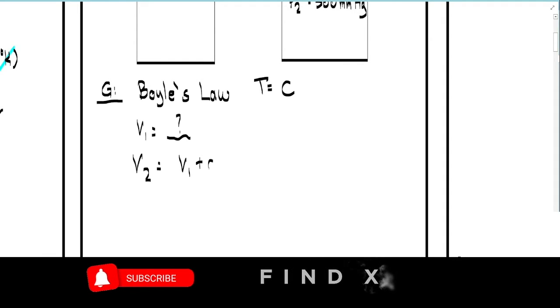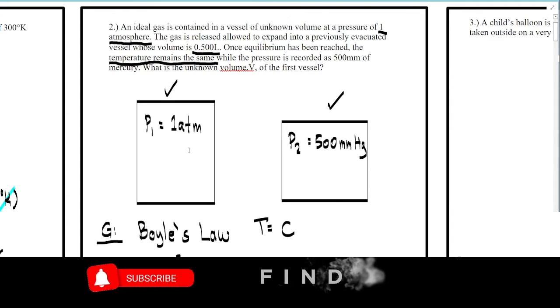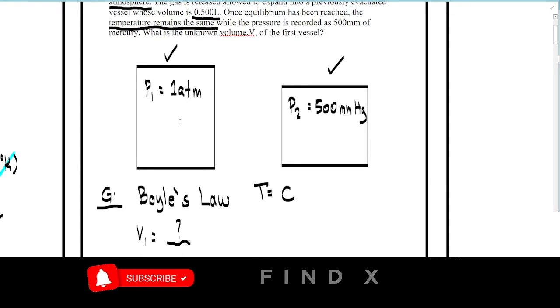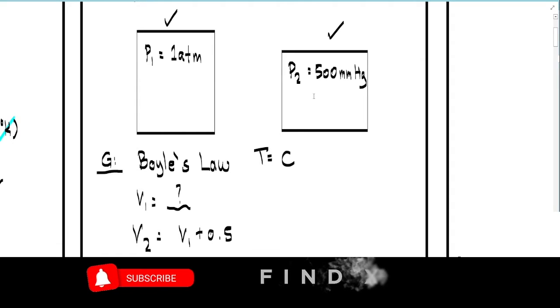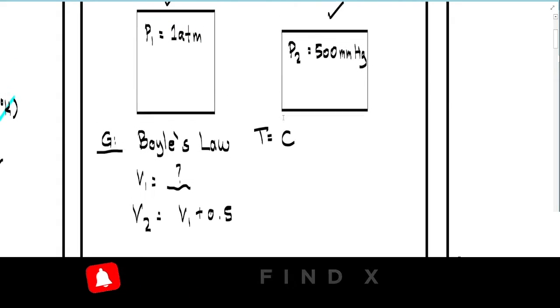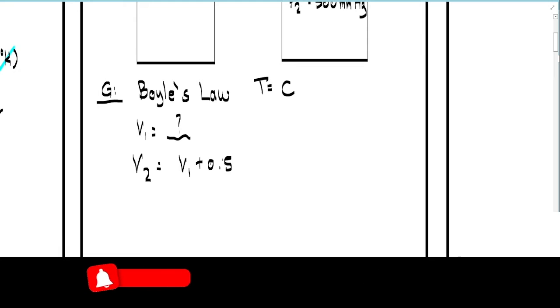The original volume of the gas is 0.5. And of course, you have to add the volume of the first vessel, right? So the V2 now will be the original volume of the gas plus the volume of the first vessel. That's why it became V1 plus 0.5. V1 is the volume of the first vessel and 0.5 is the original volume of the gas. I hope this is all clear to you. So that will become our V2.